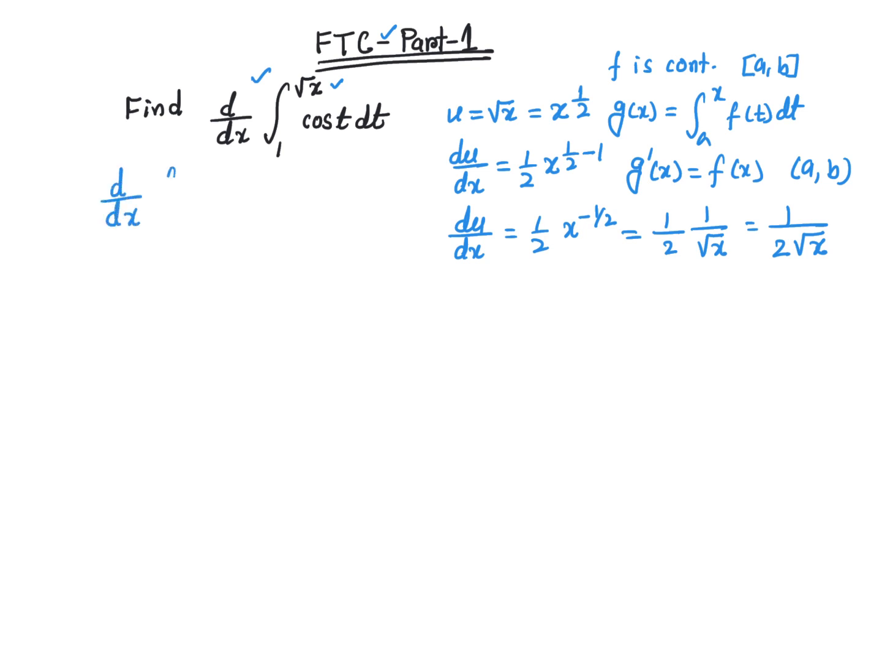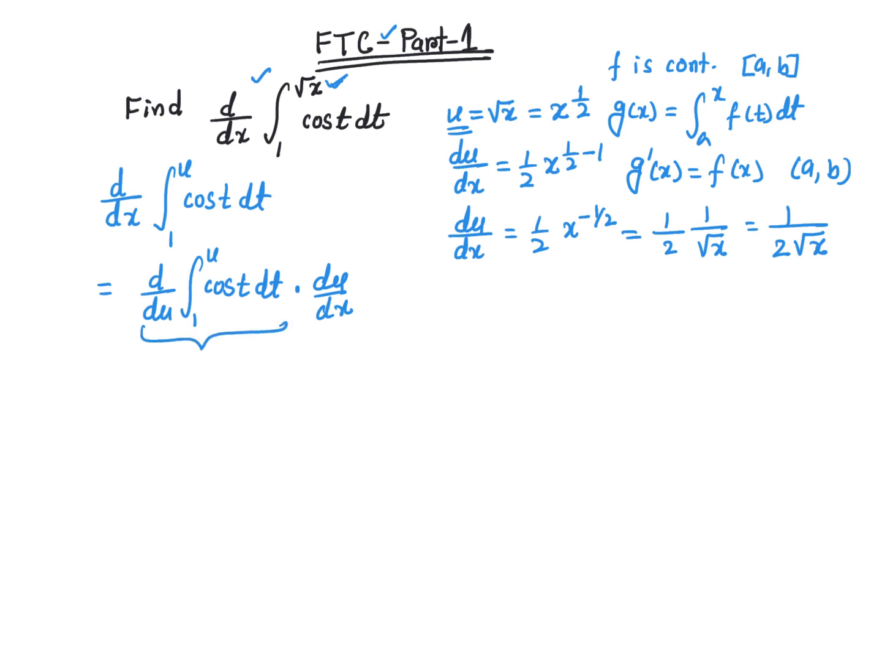d over dx of the integral from 1 to, instead of square root of x, I'm just going to put u, of cosine of t dt. Now look, I'm going to just use the chain rule here. So I'm going to rewrite it as d over du of the integral from 1 to u of cosine of t dt, times du over dx. Now, it's pretty easy.